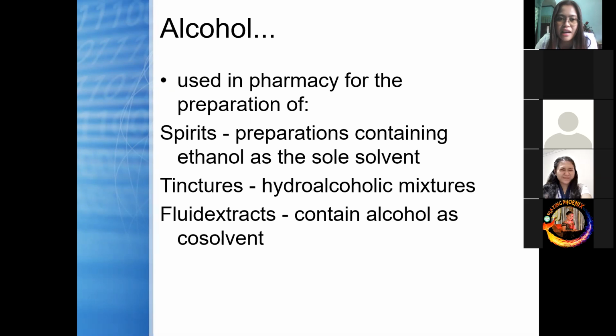Unlike tinctures, by the way, the difference between spirits and tinctures is that for spirits, the solvent is purely alcohol. But when you say tinctures, it's hydroalcoholic, meaning it's a combination of water and alcohol. And then we have fluid extracts where alcohol is a co-solvent, so you can use other types of solvents too. Alcohol is only a co-solvent in fluid extracts. So those are our preparations in pharmacy using alcohol.